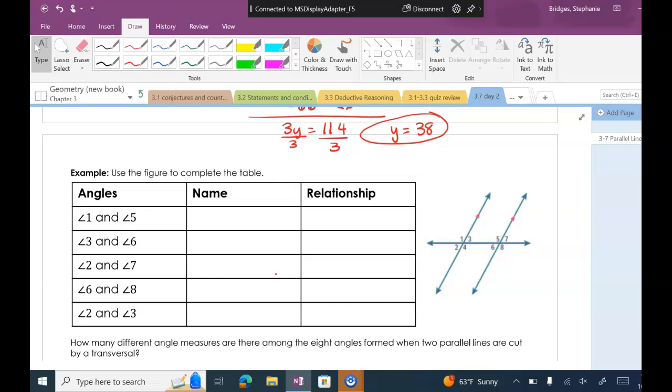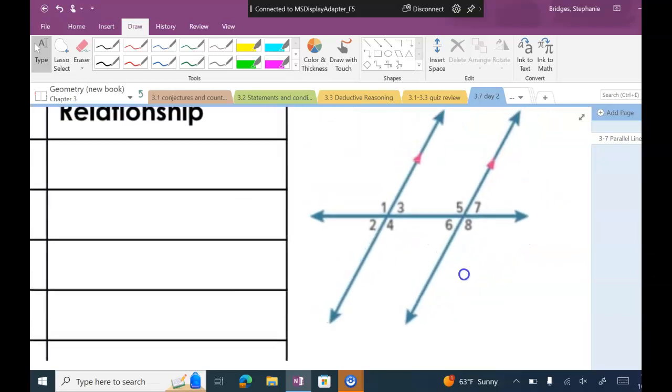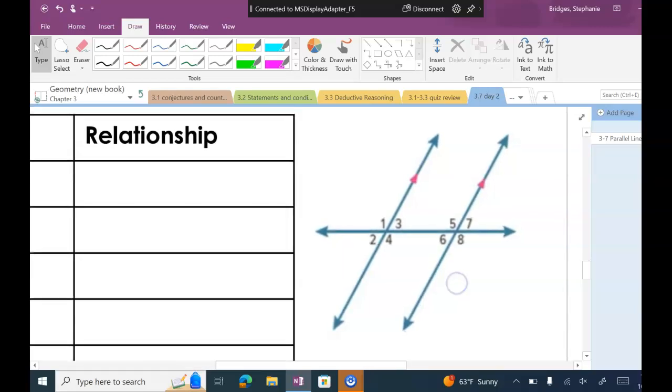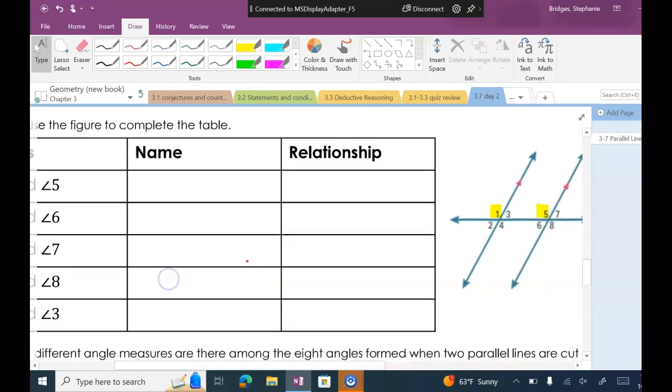What about angle 1 and angle 5? What are they? Corresponding. They are in the same spot on two different lines. If you notice, angle 1 is outside of my two lines. Angle 5 is inside of my two lines, but they're sitting on the same transversal. So you notice they're in the same position, but on two different lines. Those are corresponding. And what do we say corresponding angles are?